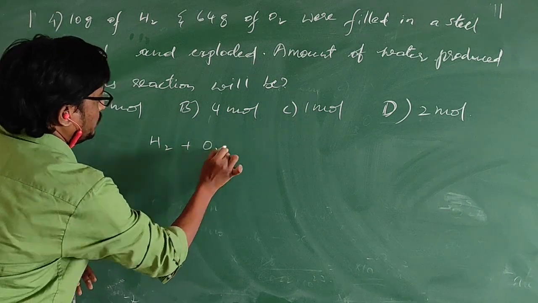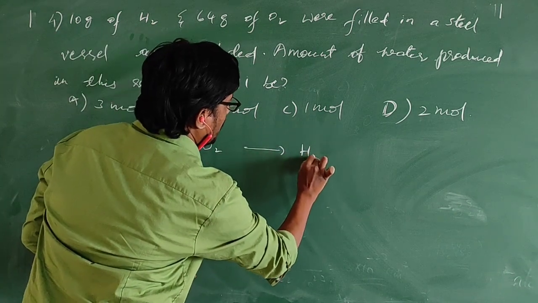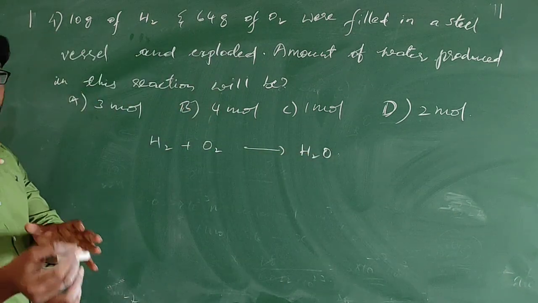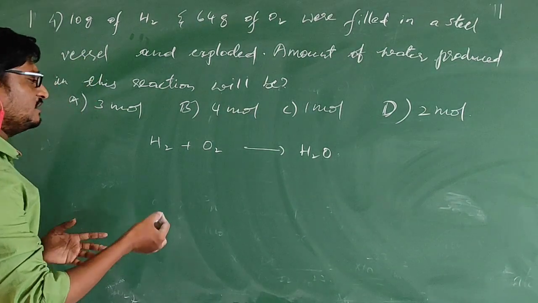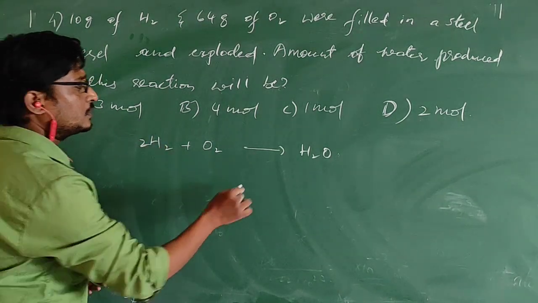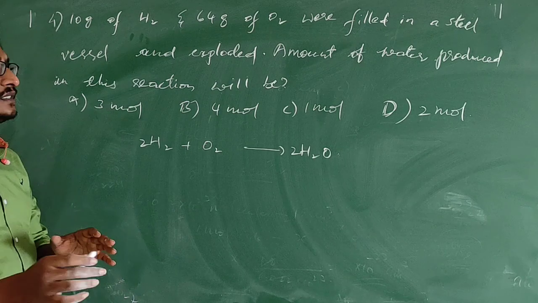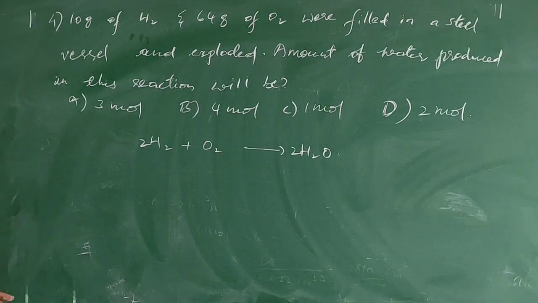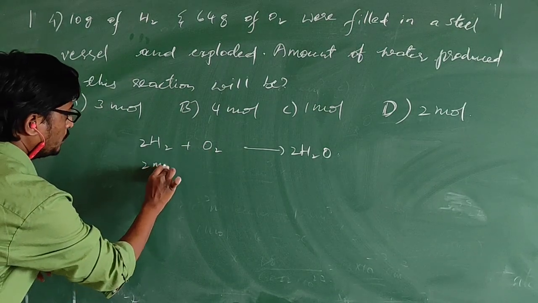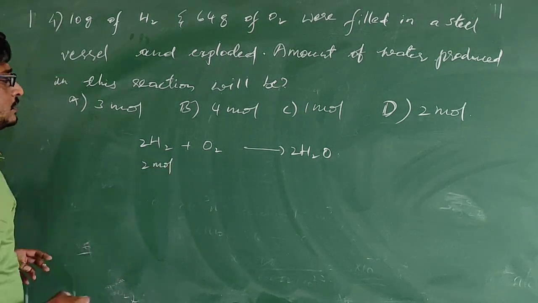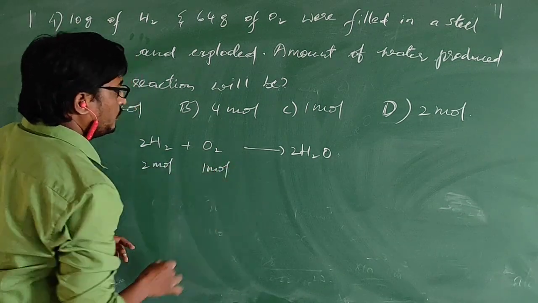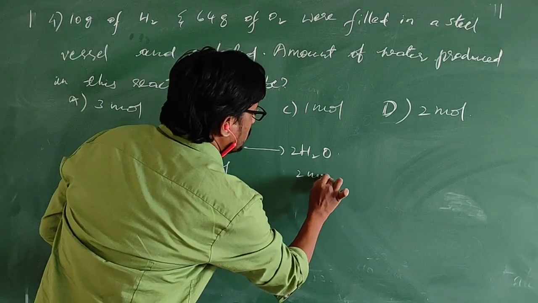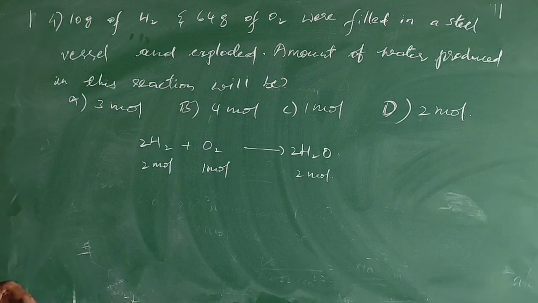H2 reacts with O2 to form H2O. The next step is we need to balance this. Very simple. 2H2 plus O2 gives 2H2O. This is the balancing. Now, from this we can understand that 2 moles of H2 reacts with 1 mole of O2 to form 2 moles of H2O. You can understand in this way.